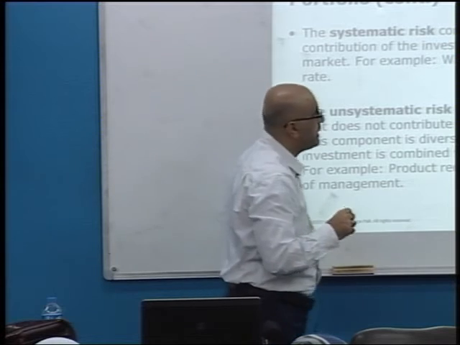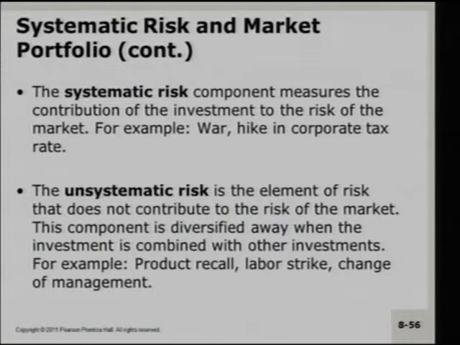The systematic risk component measures the contribution of the investment to the risk of the markets. For example, war, a hike in corporate tax rates, or an increase in corporate tax. So the systematic risk, we cannot avoid or eliminate it, because it is the contribution of war and of the increase in corporate tax, and to what extent the individual beta or individual systematic risk is influenced by the systematic risk.